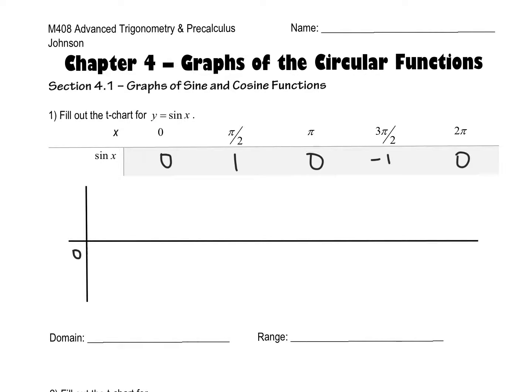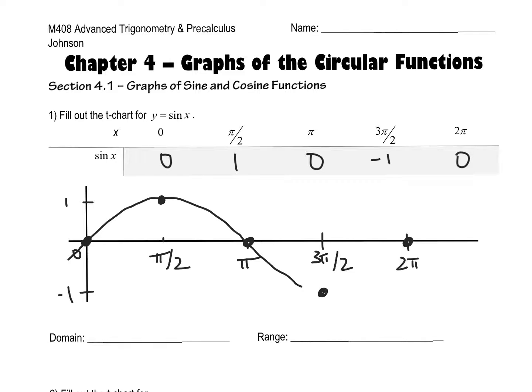So this is 0, put pi over 2 right here, pi right here, 3 pi over 2, and the whole circle is 2 pi. This is 1 up here, and this is negative 1. Okay, so 0, 0 is my first point. Pi over 2 comma 1 is my second point, then pi, 0, then 3 pi over 2, negative 1, and 2 pi, 0. And so what does this look like? How do we connect it? It literally makes a wave, which is very exciting.